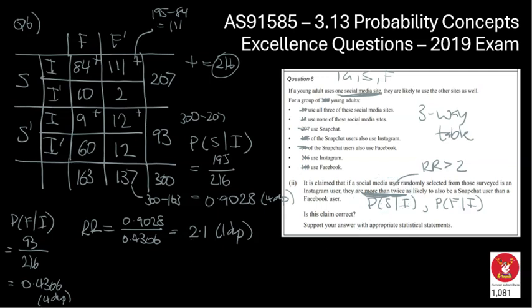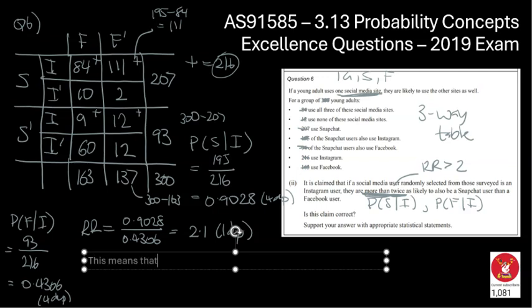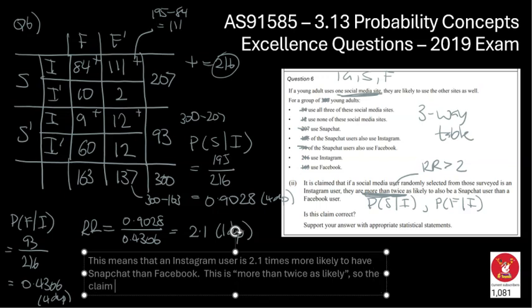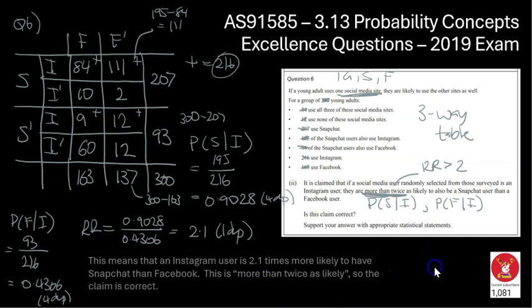So I now just need to put that together in a sentence or two, just confirming that I agree with the claim. Okay, so this means that an Instagram user is 2.1 times more likely to have Snapchat than Facebook. So that discusses the relative risk part of it. Now we've just got to make sure we agree with the statement. This is more than twice as likely. So the claim is correct. And that wraps up that last question.